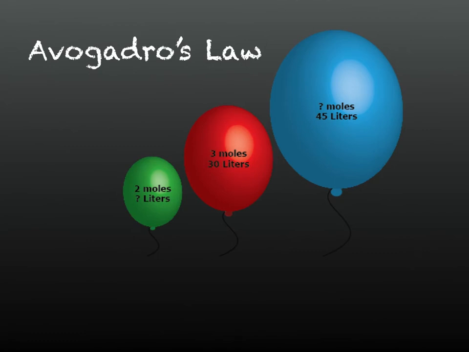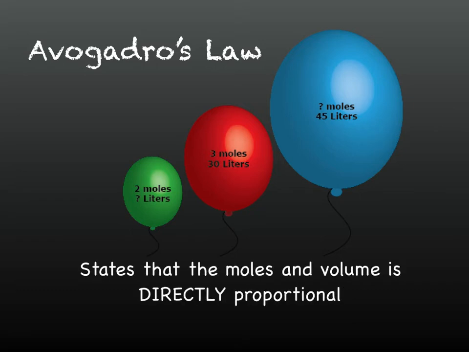The fourth law is Avogadro's law. Avogadro's law states that the moles and volume are going to be directly proportional. That means as one increases, the other one will also increase. Notice in our example, for the very first one, if we have 2 moles, that's going to be the same thing as 20 liters, because 3 moles is 30 liters. So therefore, 45 liters is going to be the same thing as 4.5 moles.